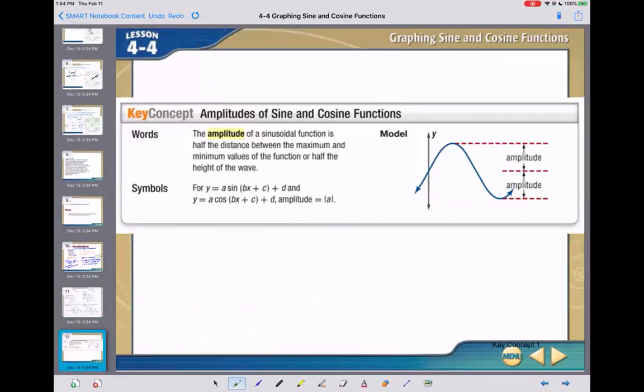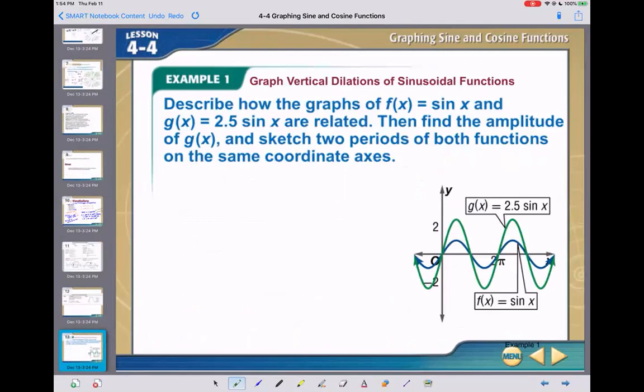Okay, so now let's start with amplitude. If you were looking for amplitude, you would look at the maximum heights and compare them to the midline. So on this first graph, the amplitude is 1.